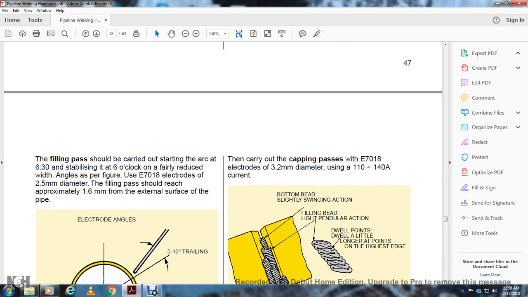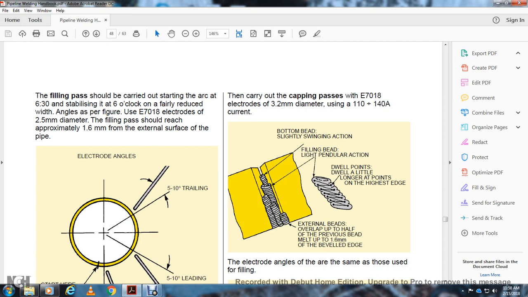Then carry out the capping pass of the E7018 electrodes, 3.2 millimeter diameter with a 140 amp current, with the bottom of the bead slightly swinging the action, dwelling a little longer at the points on the highest edge. External bead with the overlap, the upper half of the previous bead with the metal up to 1.6 millimeter of the bevel of the edge.